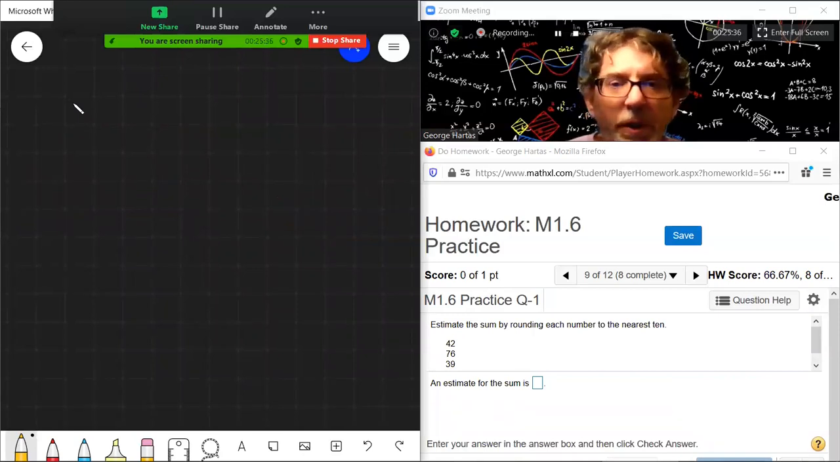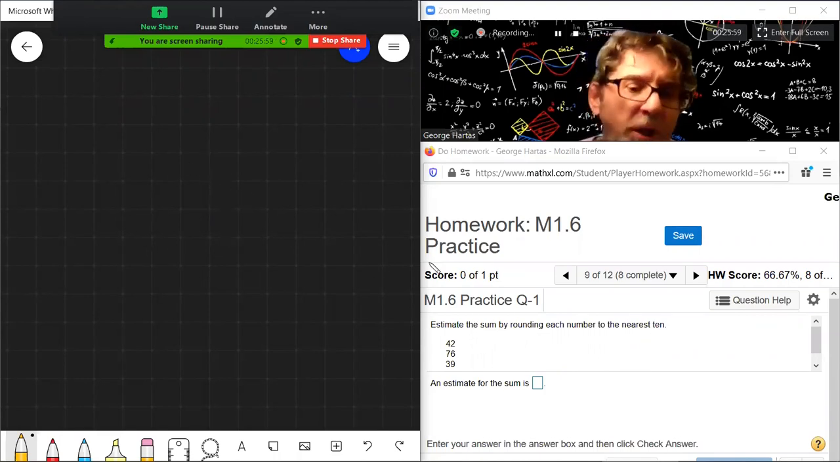All right, so here we're estimating the sum. Sum means add, right? So when you see the word sum, it means add. Now notice here they don't mention the exact answer, so don't try to do the exact answer unless you see it here, because you might be wasting your time, or just practicing your addition, which is also fine, but it doesn't look like they're asking for it here.